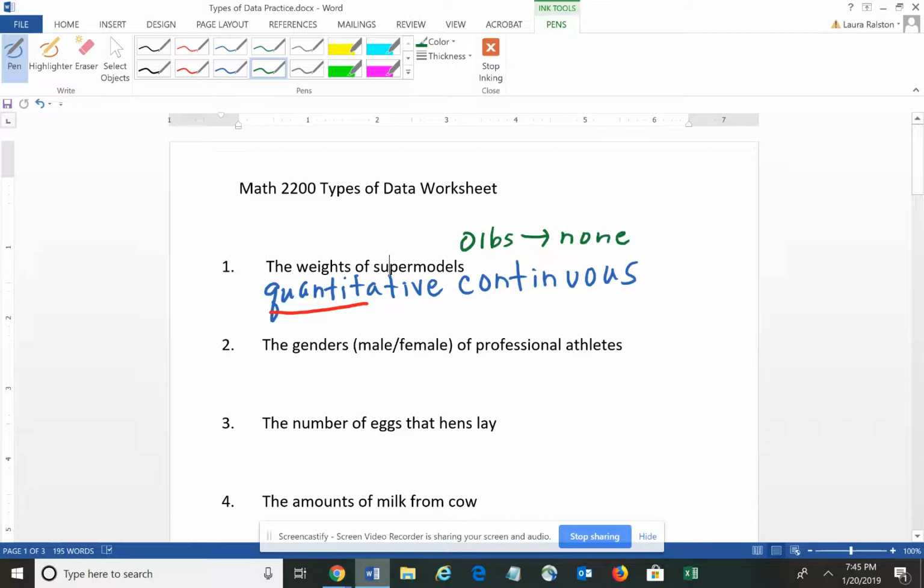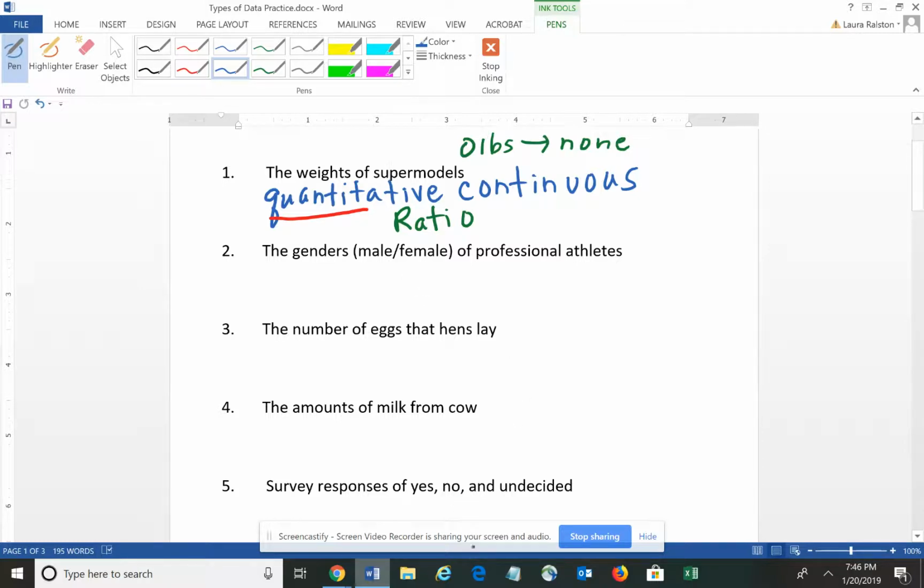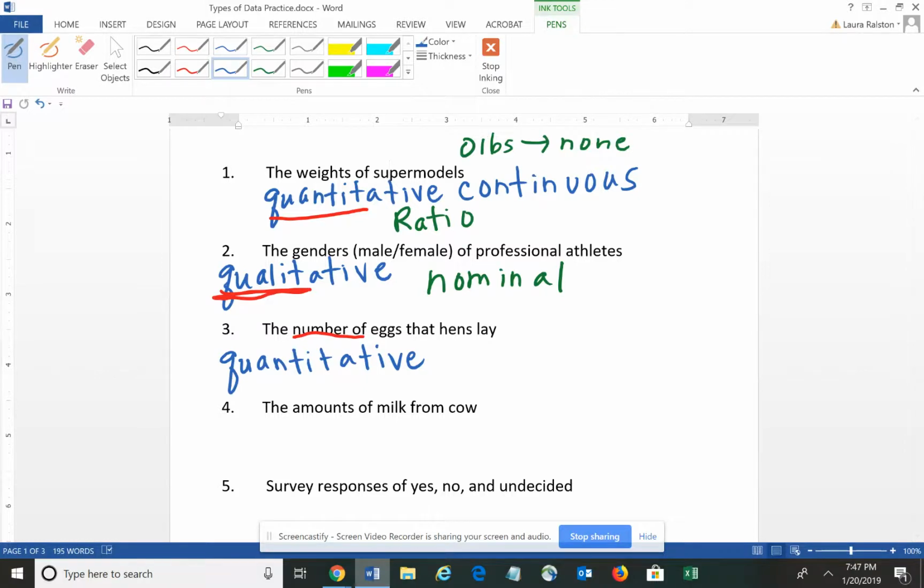In terms of whether it's going to be nominal, ordinal, interval, or ratio, I know because it is quantitative that my only two options are interval and ratio. So then I want to think about what it would mean if a supermodel weighed 0 pounds. Well, if she weighs 0 pounds, that implies that I don't have anything. That implies none, that there's not a supermodel. And so because it implies none, it would be at the ratio level. So the weights of supermodels, typically the weights of anything, are going to be quantitative, continuous, and at the ratio level.